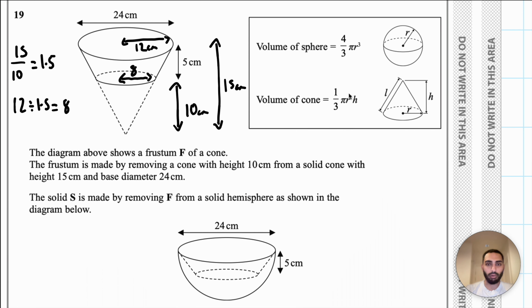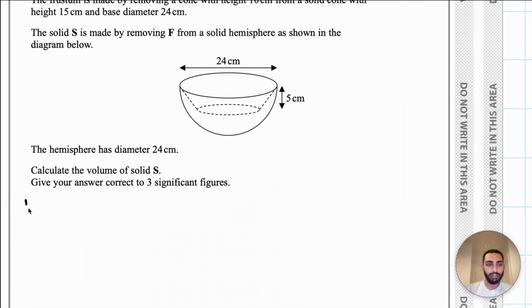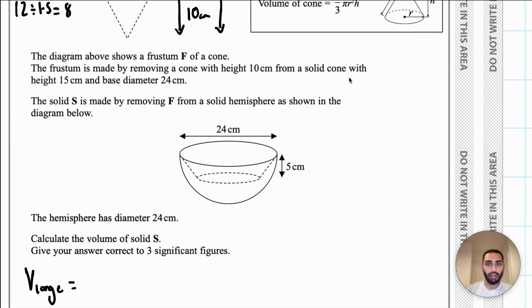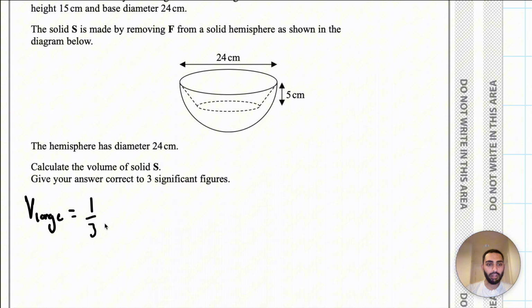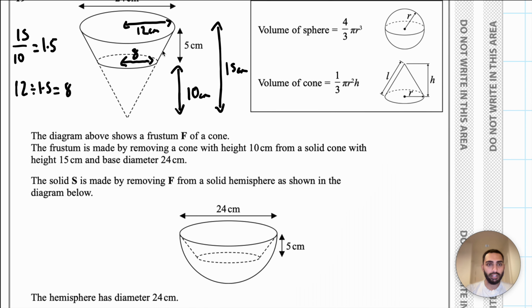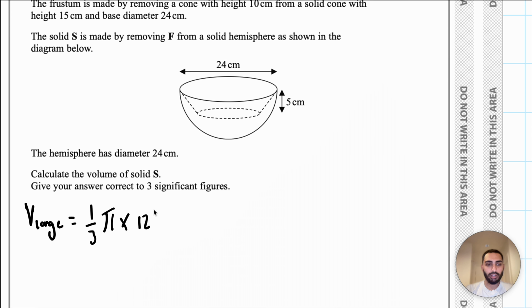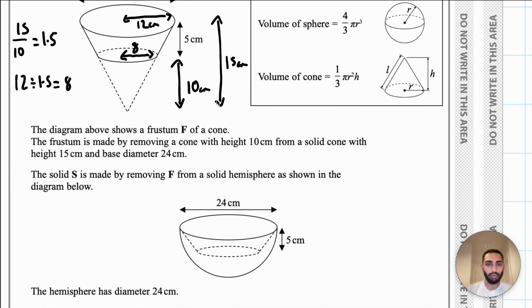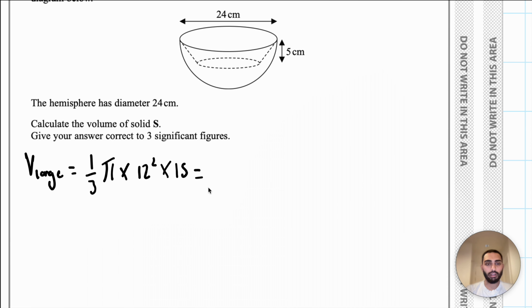We just need to substitute all of these into here and then take away the larger one from the smaller one. So we'll do the larger one first. So the volume of the larger one is equal to 1/3 pi r squared h. So 1/3 pi multiplied by my radius. My radius is 12 squared times by my height, which is 15. Type all of that in.